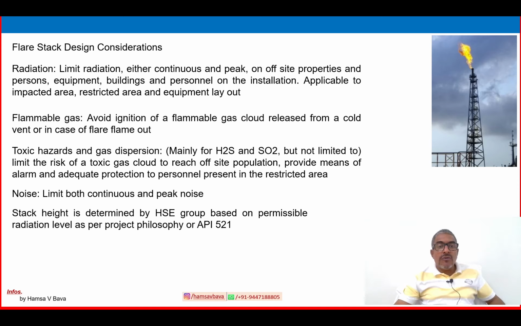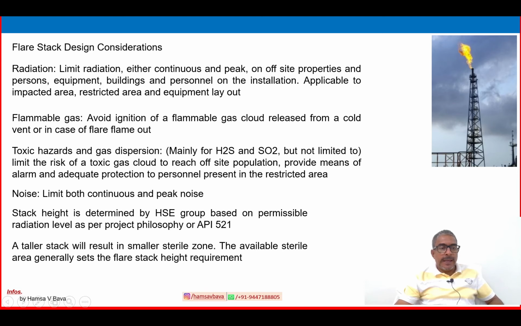Flammable gas: avoid a flammable gas cloud released from a vent in case of a flame out. Stack height is determined by the HSE group based on a permissible radiation level as per project philosophy or API 521. A taller stack will result in a smaller sterile zone. This available sterile area generally sets the flare stack height requirement.